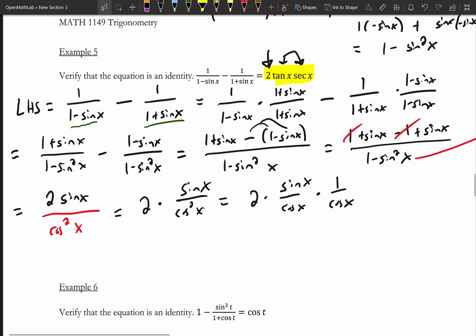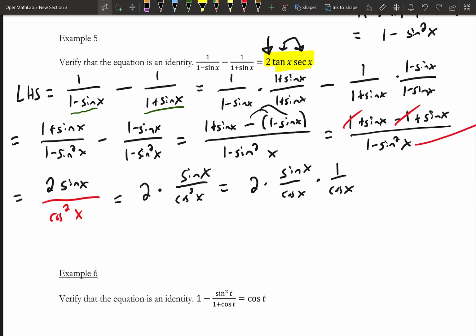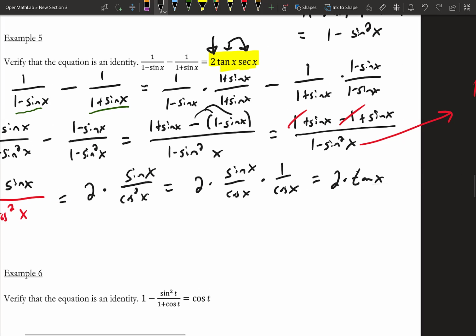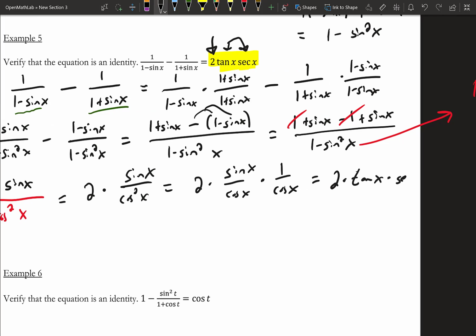So I'm breaking this apart, basically multiplying fractions in reverse. What this becomes is 2 times, and then sine x over cosine x is tangent x, and 1 over cosine x, like I said, is secant x. So we're able to get exactly the right-hand side. So this equals the right-hand side, which is 2 tan x secant x. So we verified the identity.